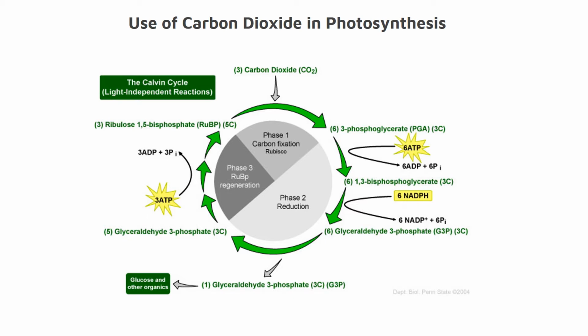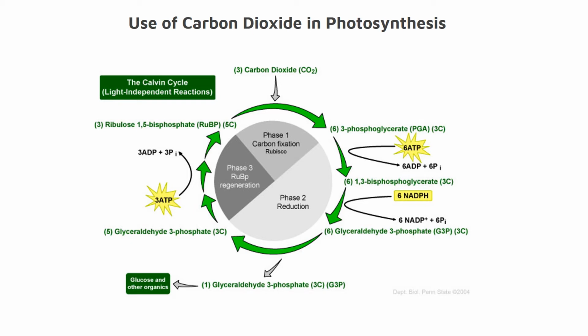The enzyme phosphoglycerate kinase catalyzes phosphorylation of 3-phosphoglycerate to form 1,3-bisphosphoglycerate. So this is what happens in phase 1.